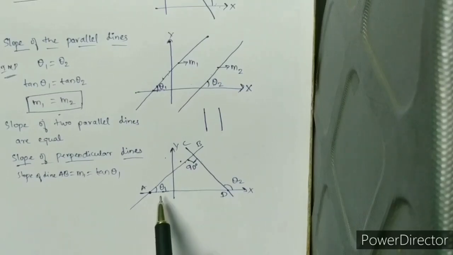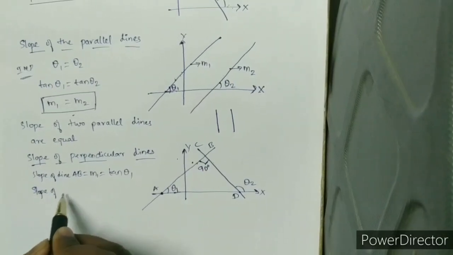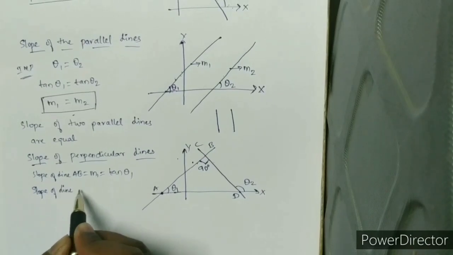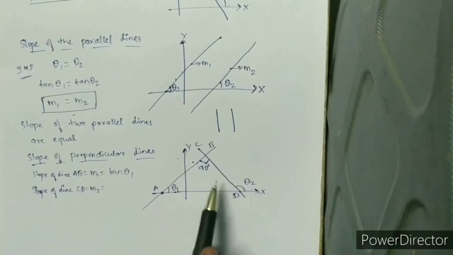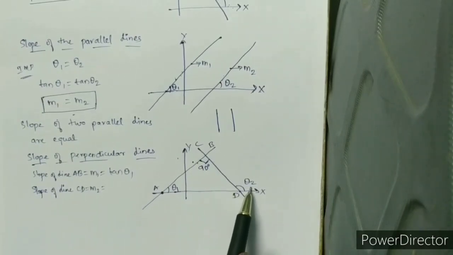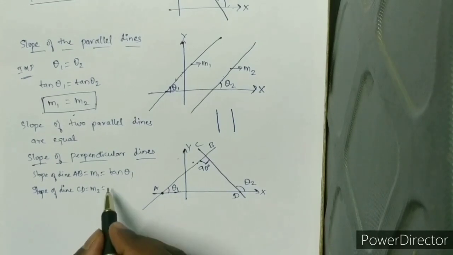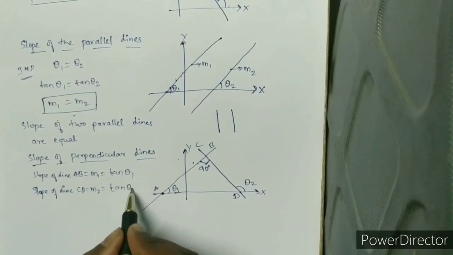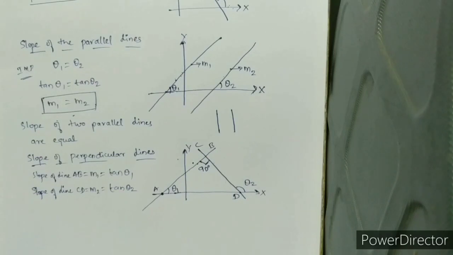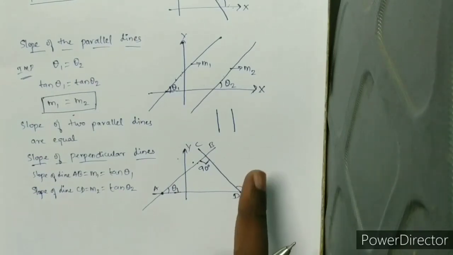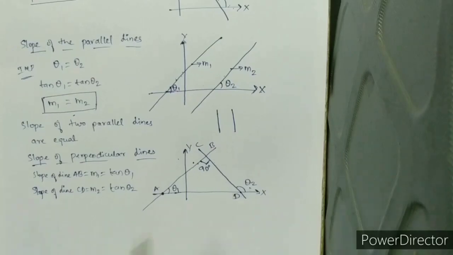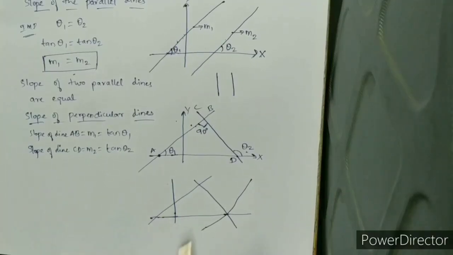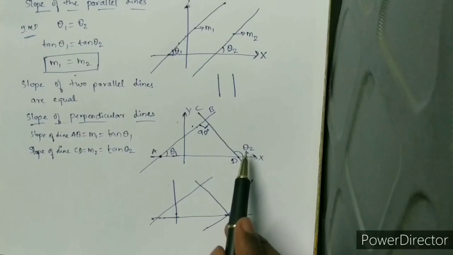So the slope of this one is... slope of line CD is equal to m2. Then see, CD line is m2, the angle which it is inclined at is theta 2, that is m2 is equal to tan theta 2. Okay, so how is this going to be related? So I have to take theta 2. Okay, I have to know what is theta 2.